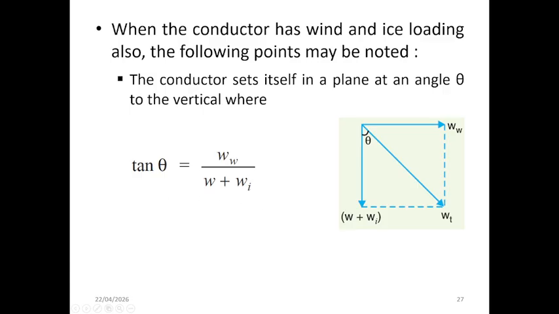This expression shows that the angle of inclination depends directly on the magnitude of the wind force and inversely on the total vertical load. As wind pressure increases, the angle theta becomes larger, meaning the conductor is pushed further away from the vertical. Conversely, heavier ice loading also increases the vertical component, reducing this angle.